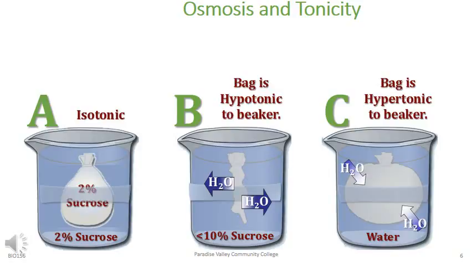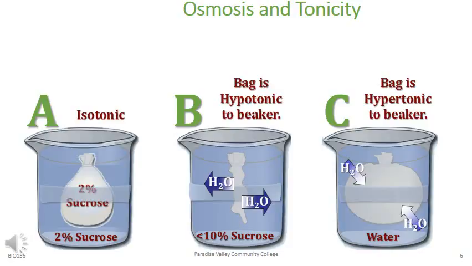This concept's a little tricky to grasp, so we're going to show you another illustration, which I think mimics what you'll do in lab, but it gives a nice visual of what is happening across the three scenarios. So in beaker A, we have a solution of 2% sucrose. So we have water and we have sucrose in this liquid in the beaker. Then we have a bag full of sucrose, which is just another name for sugar, or a type of sugar. We have 2% sucrose in this bag.